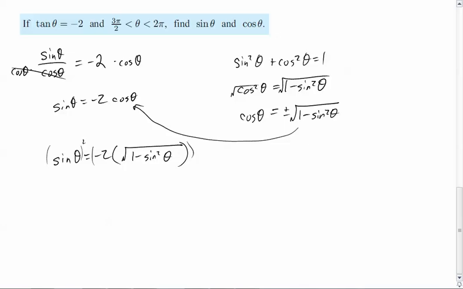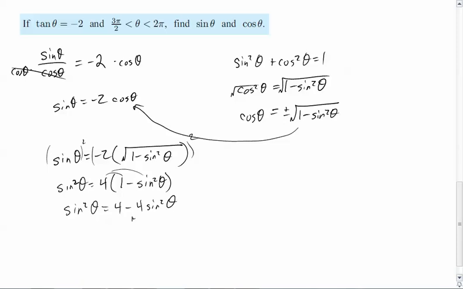Root squared, root squared. And so this is going to become sine squared of theta equals, now I've got to square the -2, which will be 4, and then I got to square the square root, which is why I didn't really need the plus or minus here, because I'm going to square it anyway. So a negative squared is positive, a positive squared is also. So that would be 4, and then obviously the square root will go away, leaving me with 1 minus sine squared of theta. And so from this point, I can distribute the 4. So I'll have sine squared of theta equals 4 minus 4 sine squared of theta.